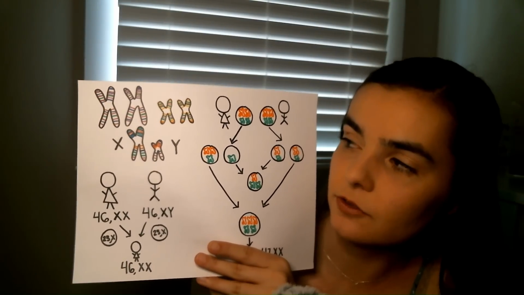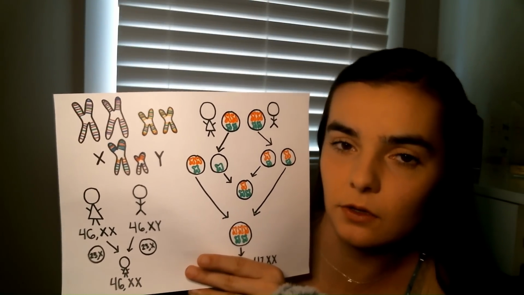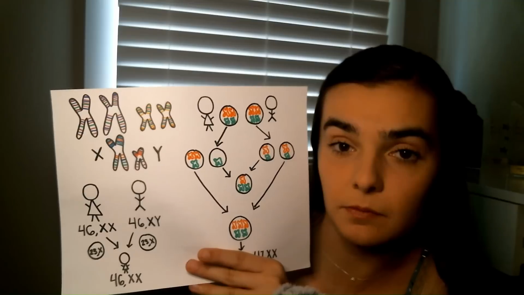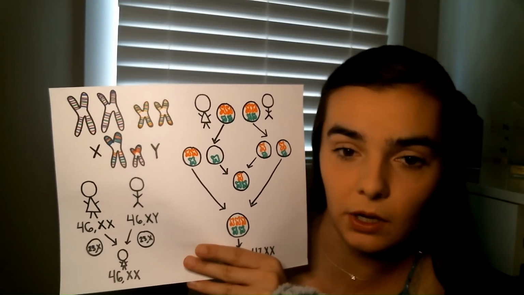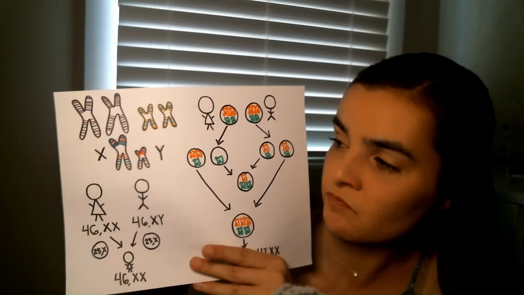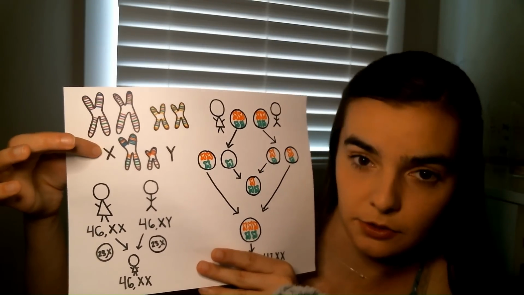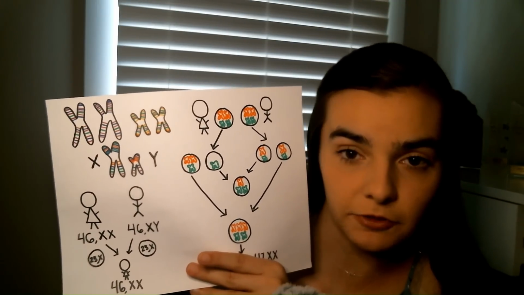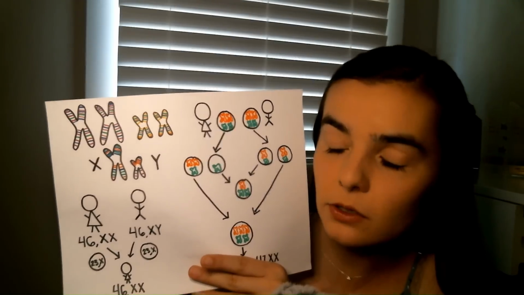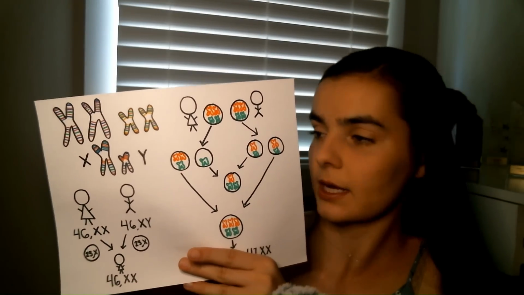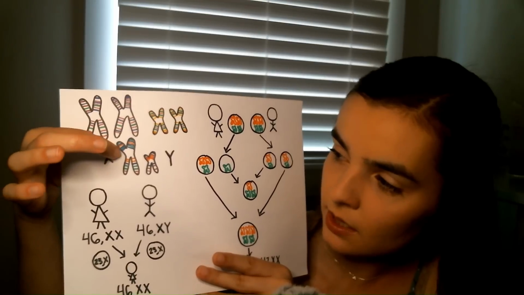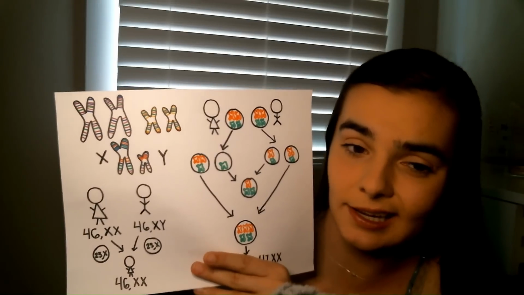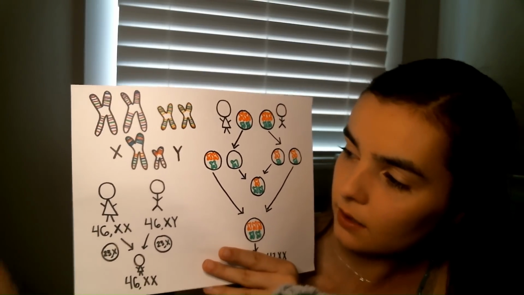So you have 22 pairs of what are called autosomes, which are chromosomes that both males and females have. You get one of them from your mom, one of them from your dad. And then there are sex chromosomes. That is the only difference between males and females as far as your DNA goes, the sex chromosomes. And so I drew these. This is an X chromosome, and then a Y chromosome is a lot smaller. It has a lot less genes.